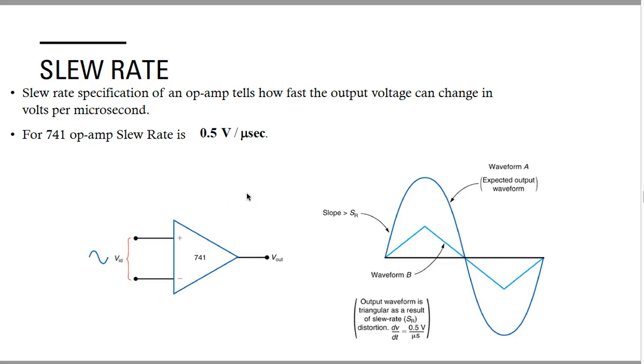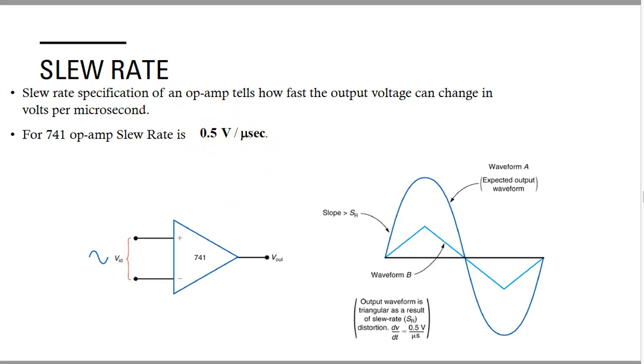If we talk about general purpose devices, then they generally have a slew rate of 10 volts per microsecond. And here, the slew rate for a 741 op-amp is mentioned, which is 0.5 volts per microsecond. So what does this value indicate? This value means that no matter how fast your input voltage changes, the output voltage can change only as fast as 0.5 volts per microsecond, which is its slew rate.